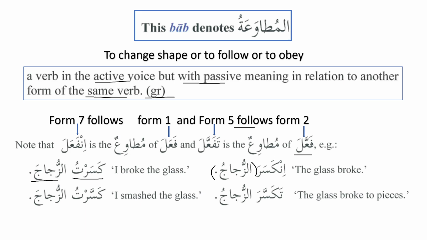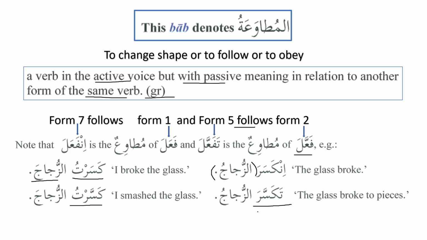Here, kassartu az-zujaja, I smashed the glass. Kassara yukassiru taksiran, as we know, is from number 2. But when we use the same in form number 5, takassara az-zujaju, the glass broke to pieces. Now here it gives the meaning of passive. So number 7 follows number 1, and number 5 follows number 2. I remember that when we discussed the characteristics of form number 5, I told you that some verbs in form number 5 have the passive meaning. Now we can see that it has the passive meaning.